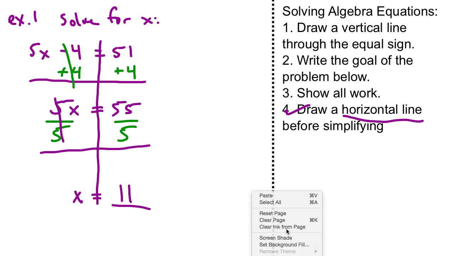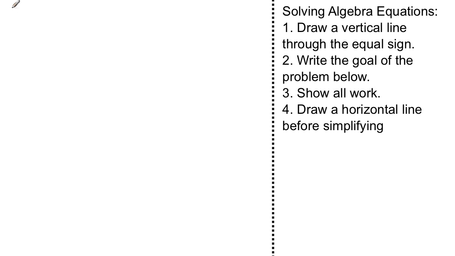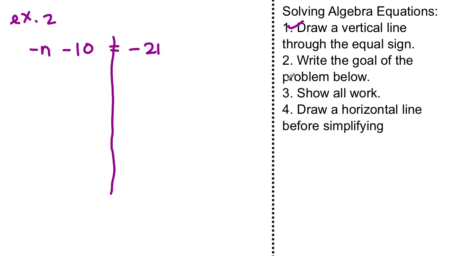Let's do a few more problems. Okay, so example 2. And the directions are the same, to solve for x. Here we have negative n minus 10 is equal to negative 21. So first step is draw a vertical line through the equal sign. Second step, write the goal of the problem. So here we want to get n is equal to a number. Third step, we want to show all work. And now we want to take care of this minus 10 first.